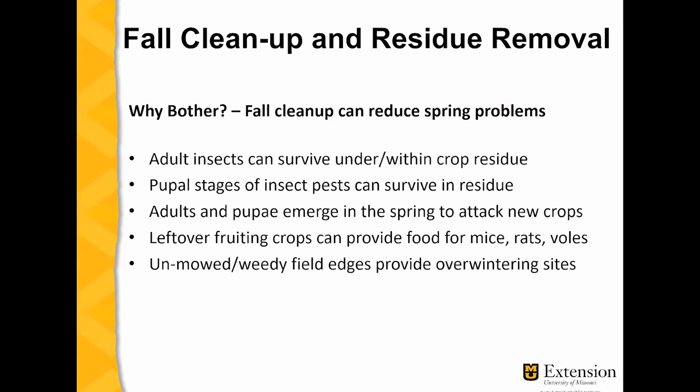Also, leftover fruiting crops such as squash can provide food for mice, rats, and voles in the field. Unmowed and weedy field edges can also provide overwintering sites.